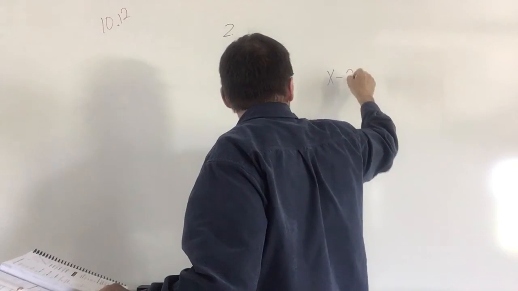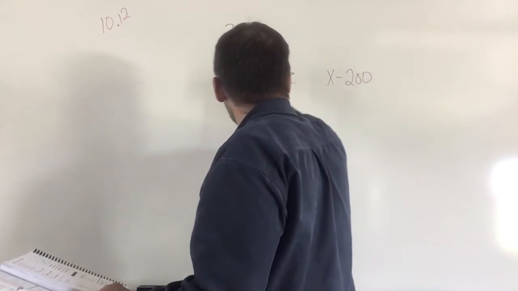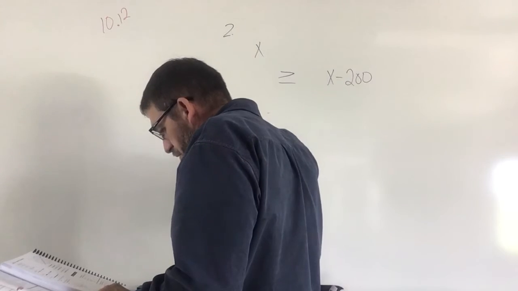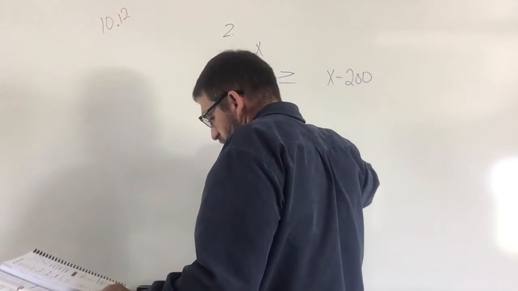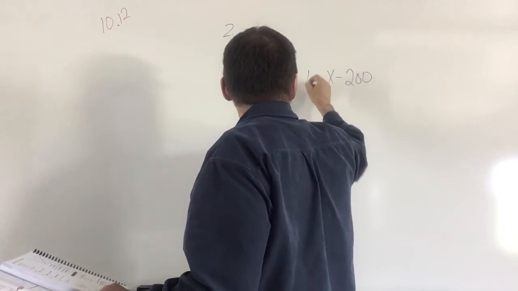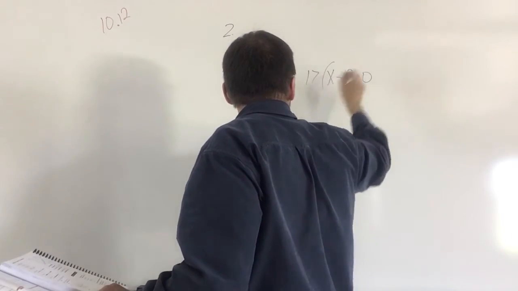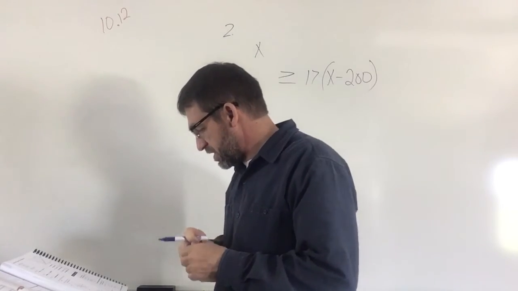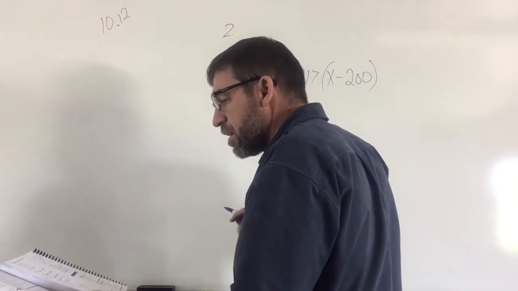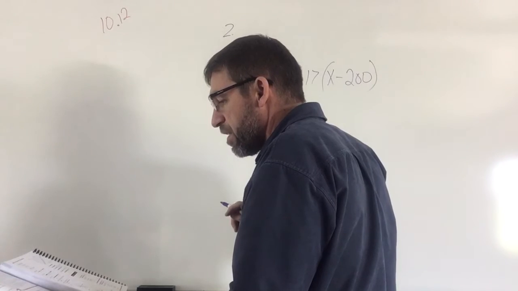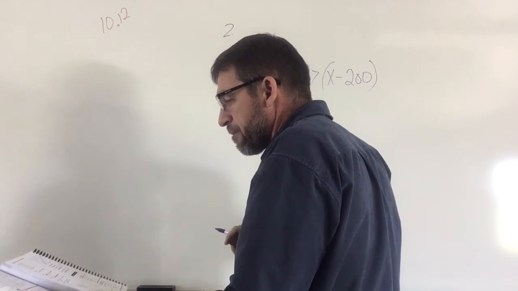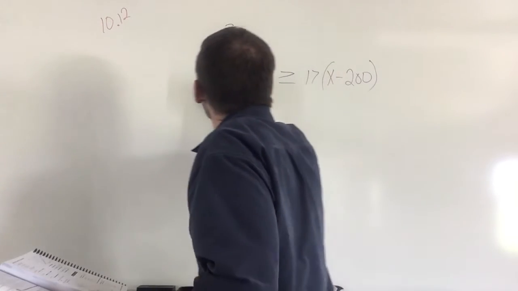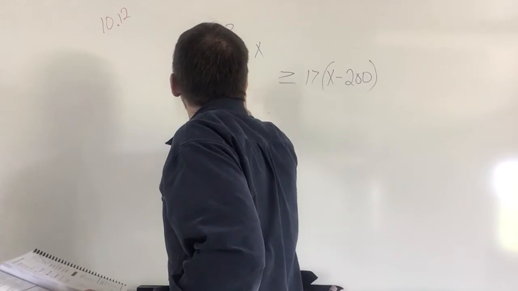See if I can get this right. X negative 200. And then up here, he's going to be charged 17 cents. Inequality, 17 cents. X negative 200. Let's set this up. He says 200 miles for $185, for every mile over 200. Okay, so the first 200 miles he's going to pay $185.